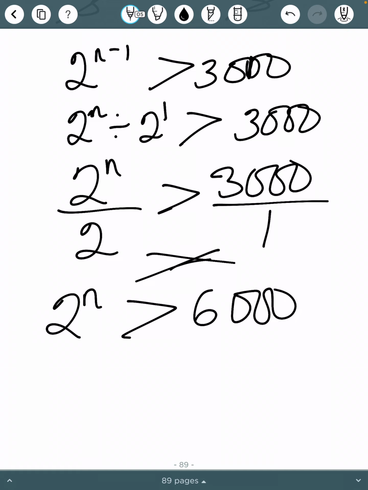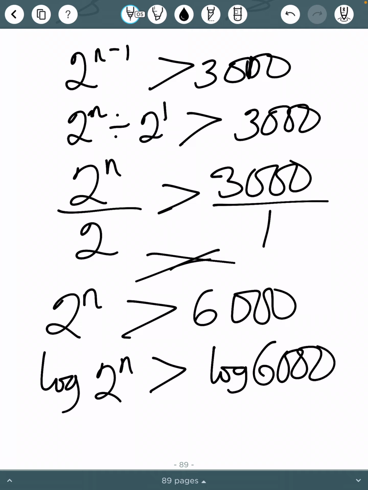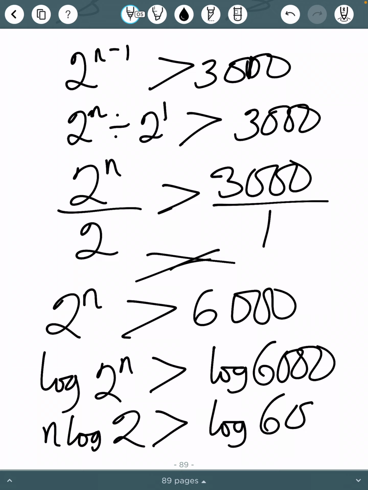Now, to look for the value of n here, we need to take log of both sides. So that means log 2 raised power n will be greater than log what? 6,000. So that gives us n log 2 is greater than log 6,000.